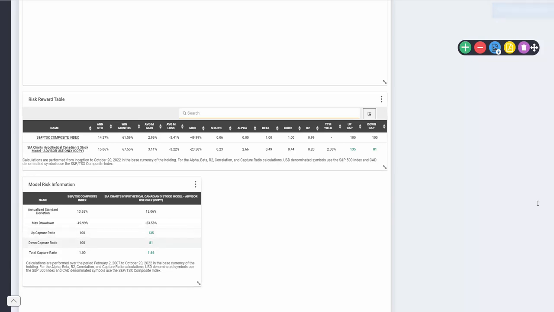So there you go. Use those as you see fit to help explain this to your clients. Very valuable risk and reward calculations that I think will be very helpful for everybody going forward.